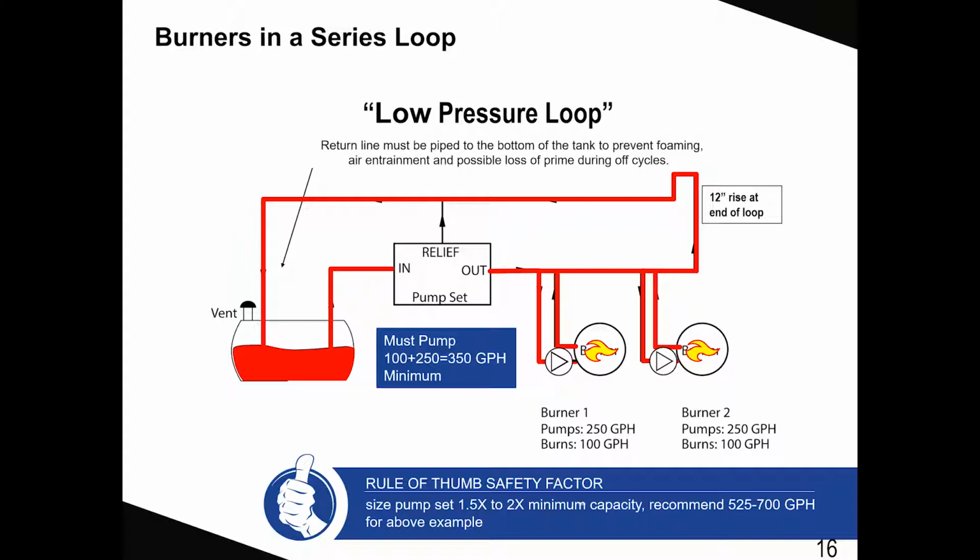In a low pressure loop, use the pump rate of the last burner and the burn rate of all upstream burners. We like to always pump slightly uphill and put an inverted U at the end of the line to add a slight back pressure and to ensure the supply pipe is flooded with no air, as the storage tank acts as an air separator.